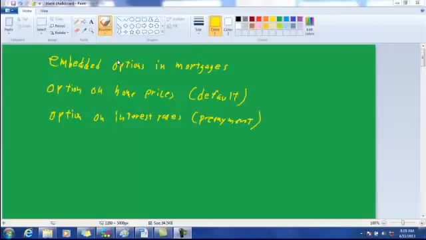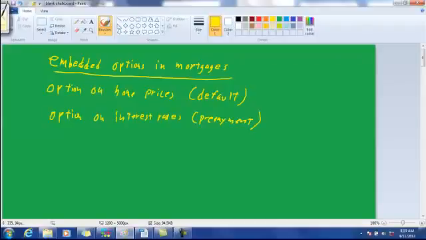Alright, I want to talk now about the options that are embedded in mortgages. Typical mortgage in American housing finance. There is, in effect, an option on home prices because the borrower can default, and there's an option on interest rates because the borrower can prepay. So the lender or investor or somebody is short these options, has written these options, and the borrower has obtained these options, so they're long these options. These options work to the benefit of borrowers, to the detriment of lenders.